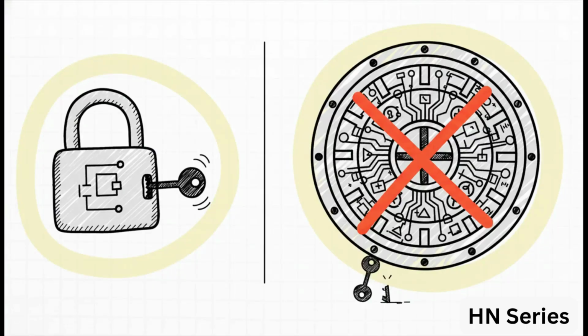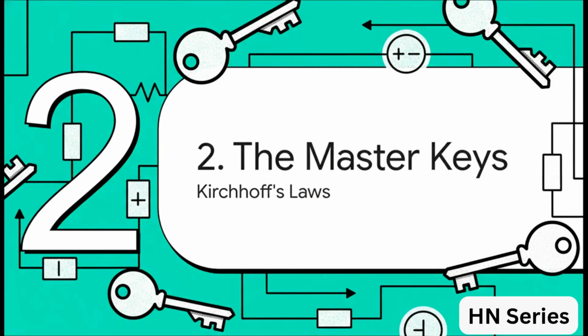You can think of it like this. Simple circuits are like basic door locks, but the complex ones, they're like these high-security bank vaults. And to get inside those, you can't just jiggle any old key in the lock. You need the master keys, a set of rules that can open any door, no matter how many locks it has. And you know what? Those master keys actually have a name: Kirchhoff's laws. There are two of them, and once you have them, you have the fundamental toolkit for analyzing pretty much any circuit. These are the heroes of our story today.